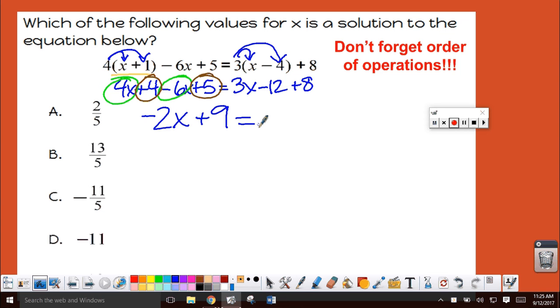Okay, what about on the right-hand side? Can I combine anything on the right-hand side? Yes, Warren's nodding his head yes. The negative 12 and the positive 8, right? Which gives me what? Negative 4, so I'm left with 3x minus 4.